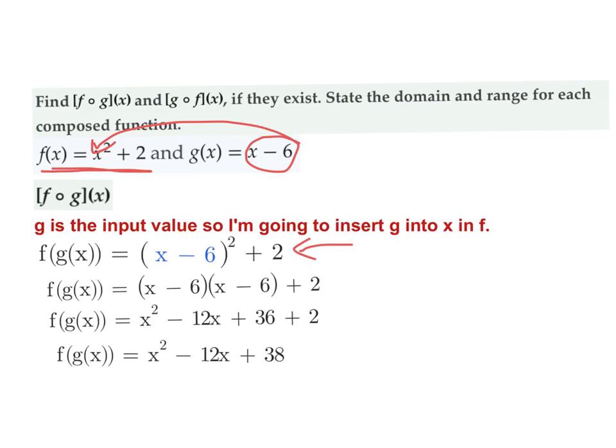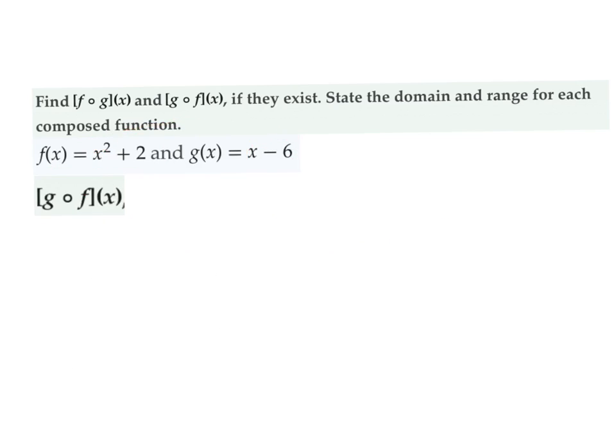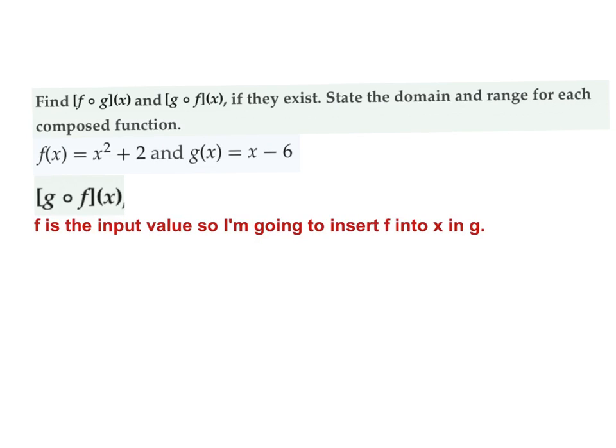Now we need to do it the other way. So the other way means I'm going to take what f equals and substitute it in for g. Okay? So this is the other way, g of f of x. All right, so now, f is the input value. So now I start with g of x, and I'm going to take what f of x equals and substitute it in everywhere you see an x, which is only one place. Okay, so go ahead and try to do that one.